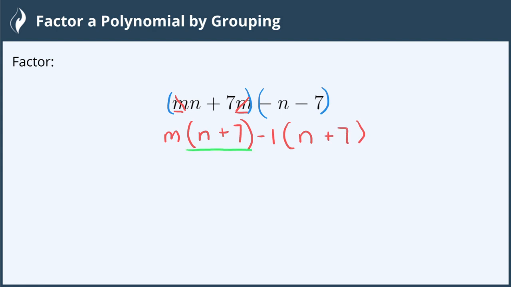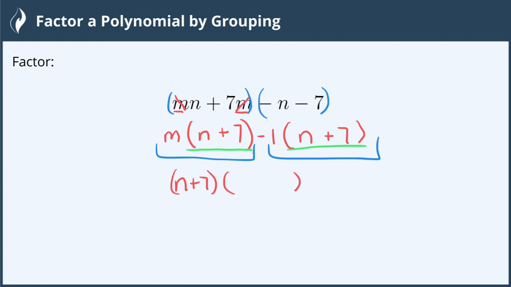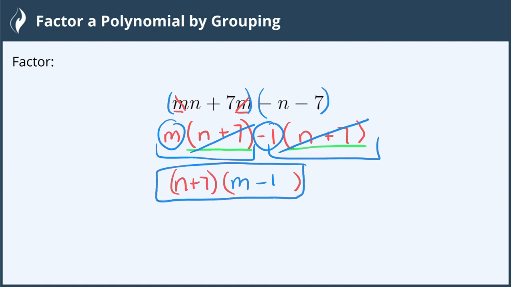Now, these two factors match between these two much larger terms, here and here. So we can factor again the greatest common factor out of both of those terms. So we factor out the n plus 7 to the front, and what we're left with goes on the inside the parentheses. And if we divide the first one by n plus 7, we're left with m. And we divide the second term by n plus 7, so we're left with minus 1. So we have factored our polynomial by grouping, and we can always check this by FOILing.